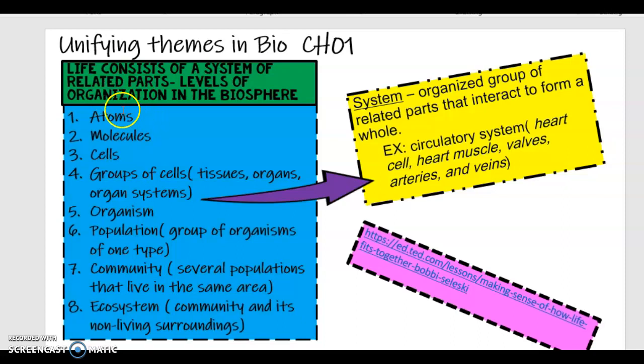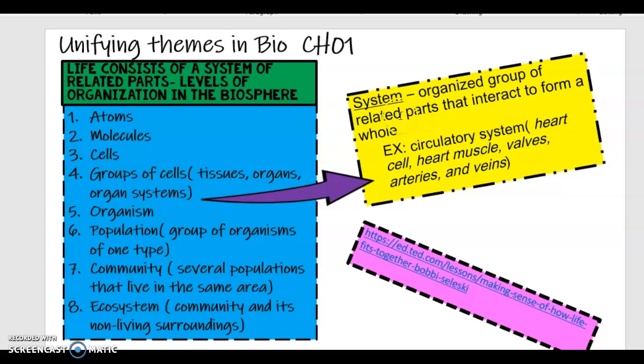So first of all, atoms, that's the very first level. Atoms linked together make up molecules. Molecules linked together will make up the things that make up cells. If you take a whole bunch of cells and you link those together, you're going to get groups of cells, or you are going to get tissues and organs, organ systems.